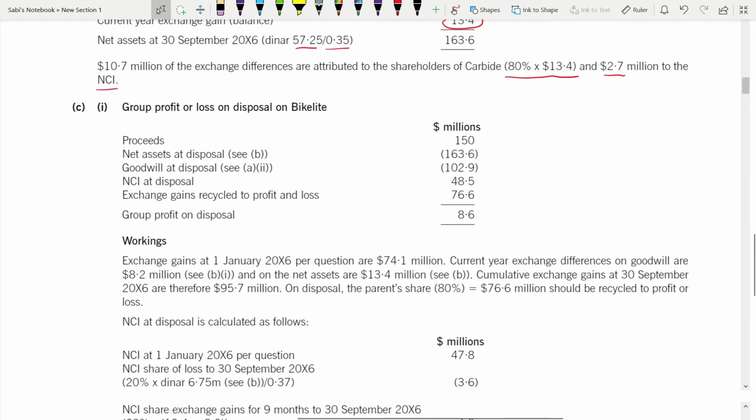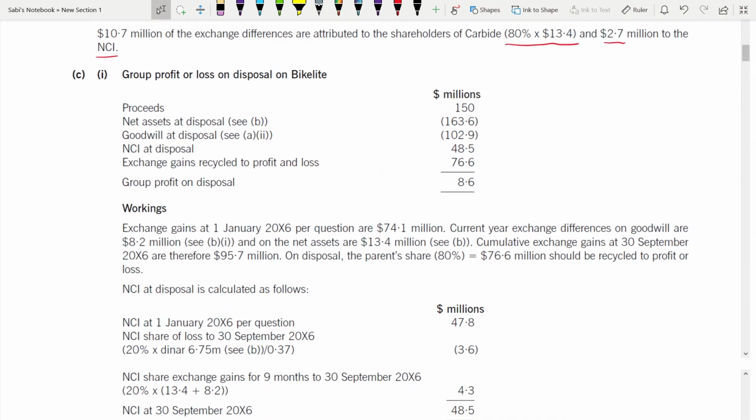Okay, so group profit or loss on disposal. So what is the proceed? How much you have disposed it at? 150. I'm putting a tick mark. Next, net assets. You see, if you follow this in order, because you need this from part B and this from second part of A. This is why it's very important that you follow that order, the way the requirement is presented to you.